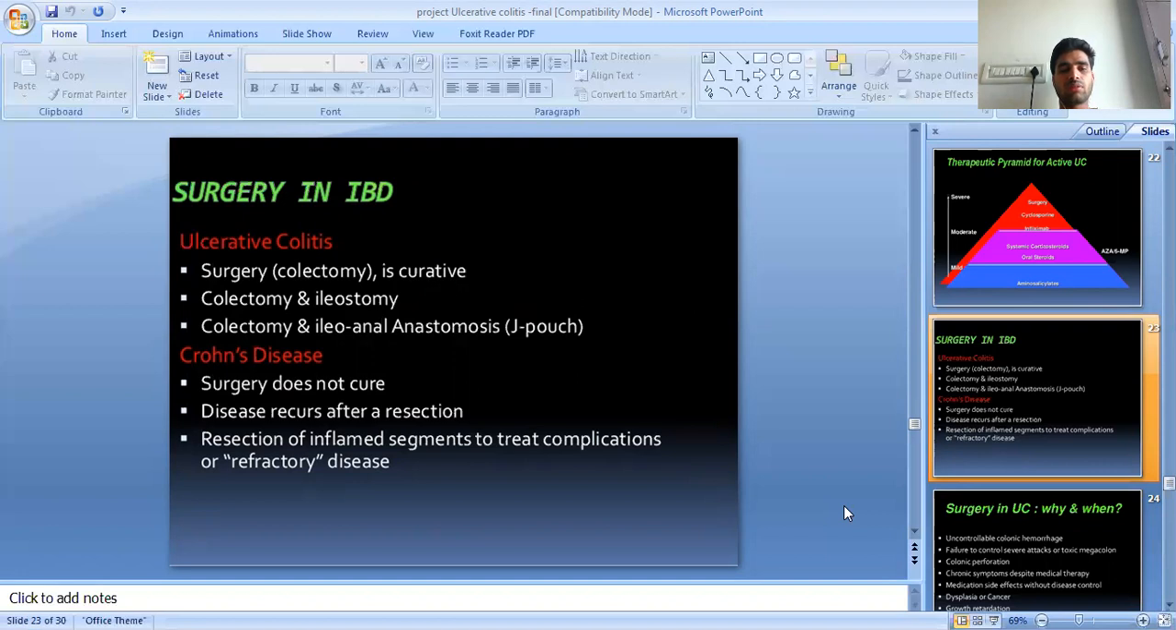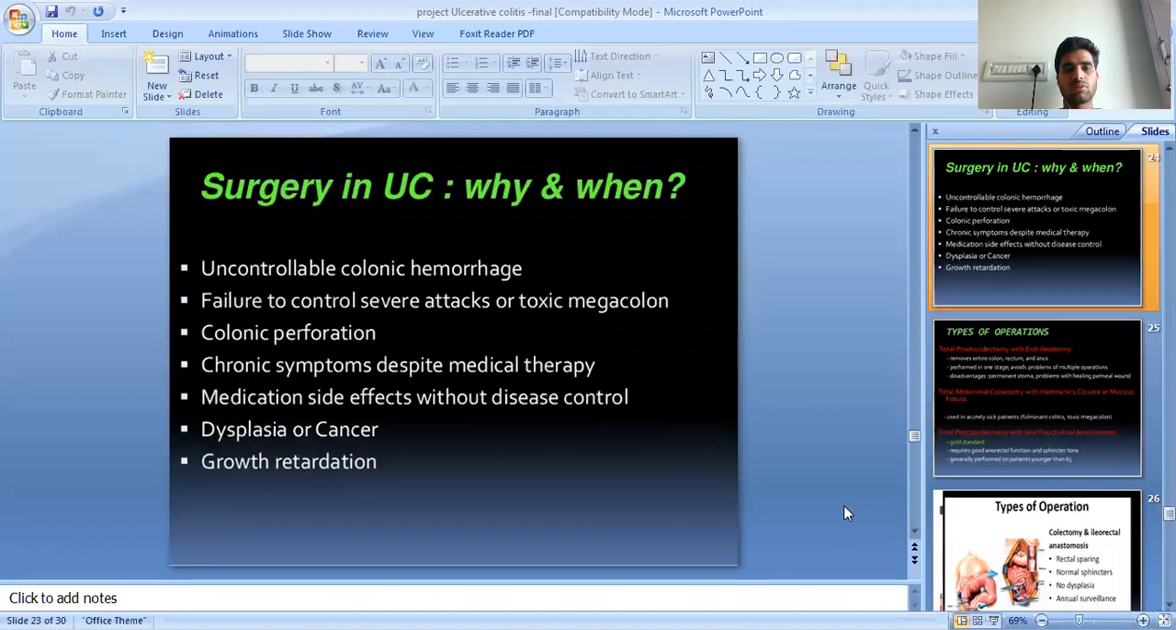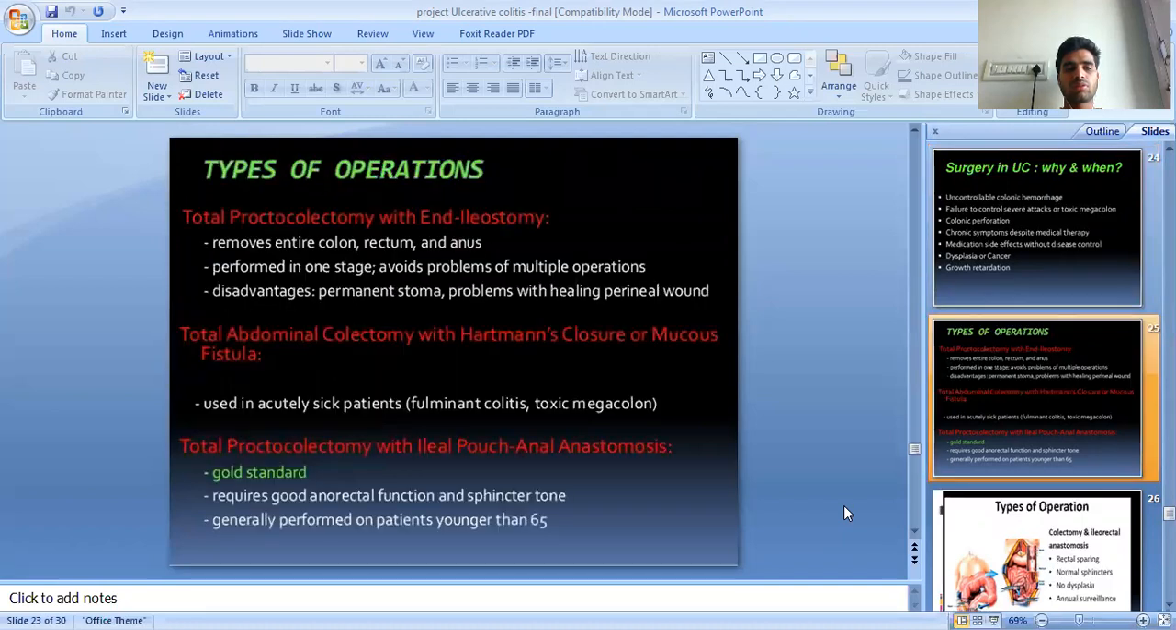Surgery in inflammatory bowel disorders, ulcerative colitis, surgery is colectomy, colectomy and ileostomy, colectomy and ileoanal anastomosis. Types of operation: total proctocolectomy with end ileostomy, total abdominal colectomy with Hartmann closure or mucus fistula, total proctocolectomy with ileal pouch anal anastomosis.